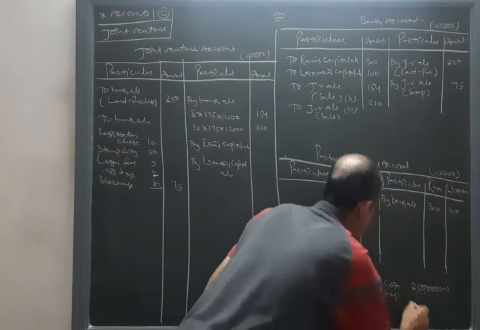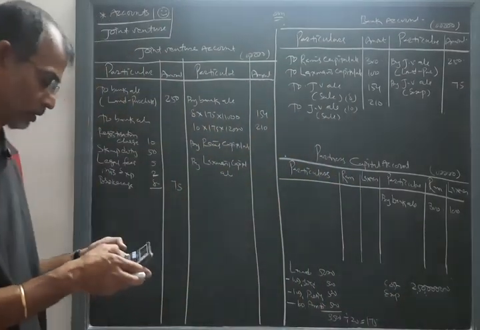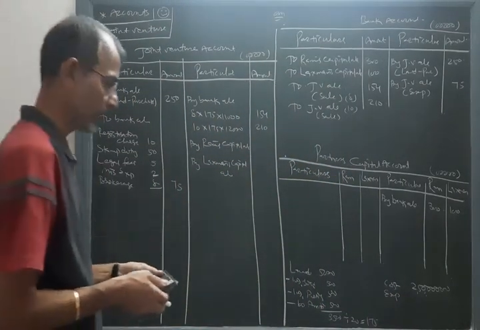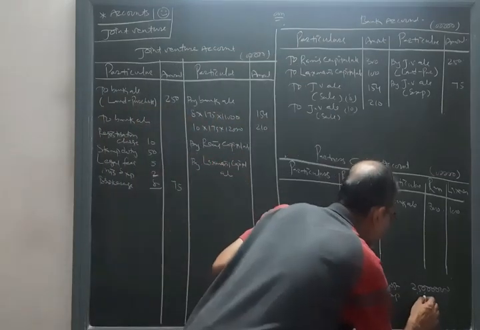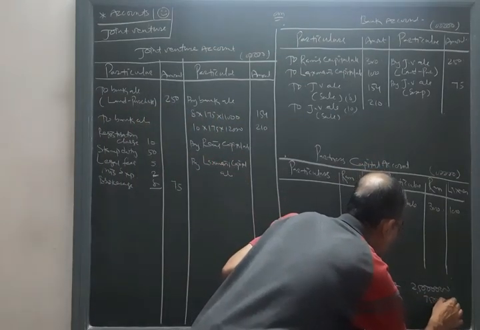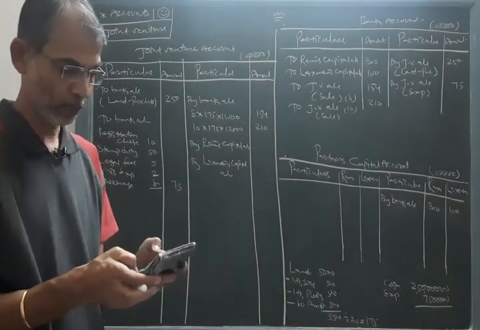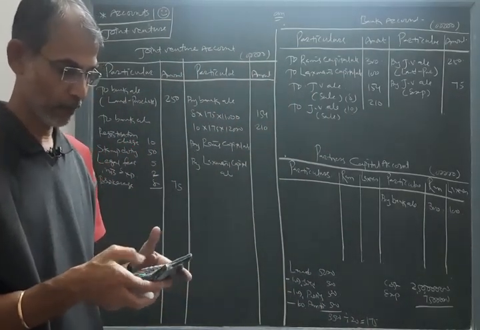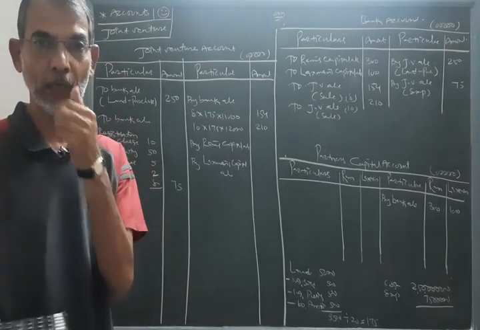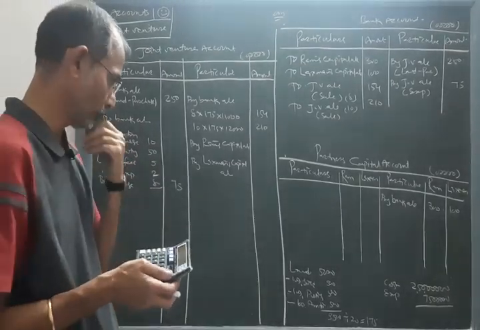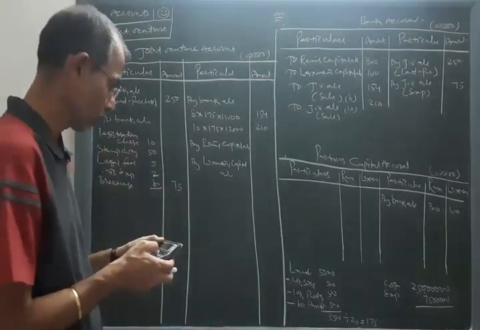while expenses were 75 lakh. 2 crore 50 lakh plus 75 lakh is 3 crore 25 lakh. That is the cost.